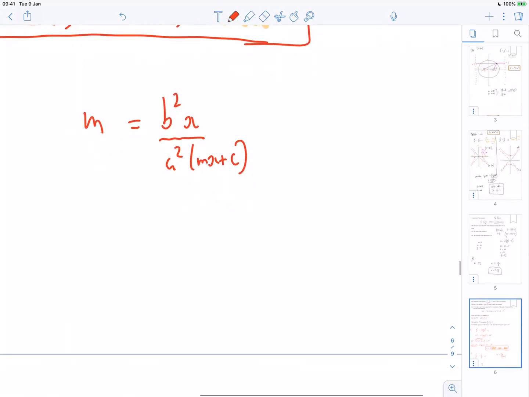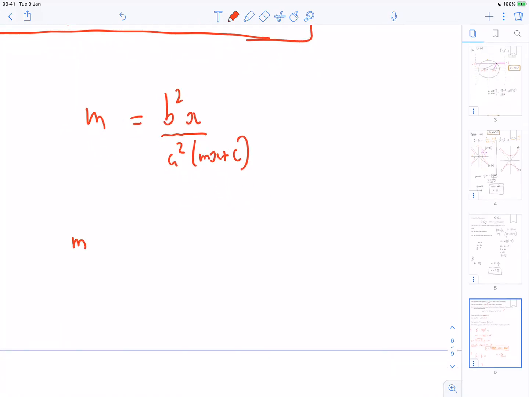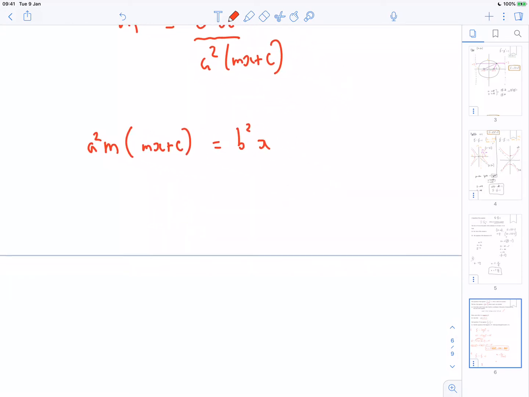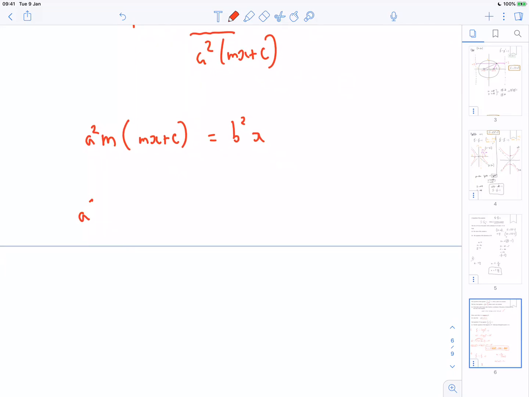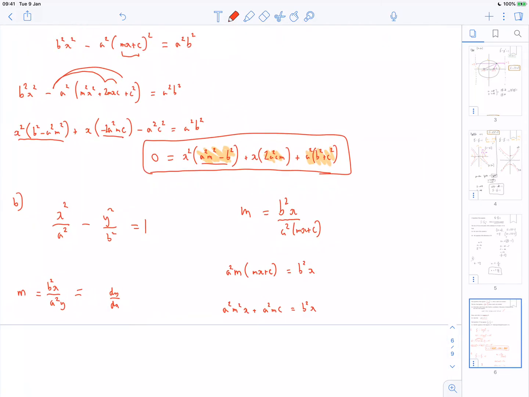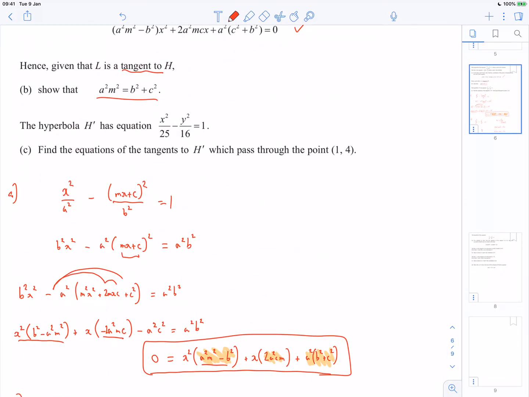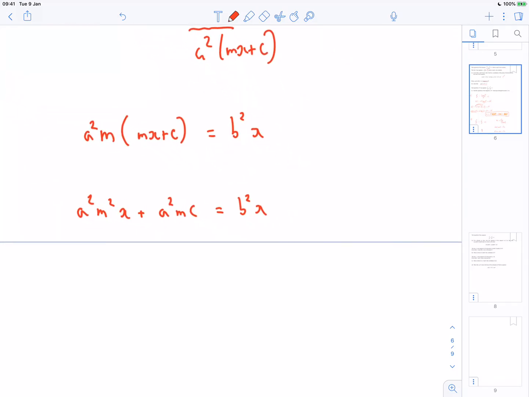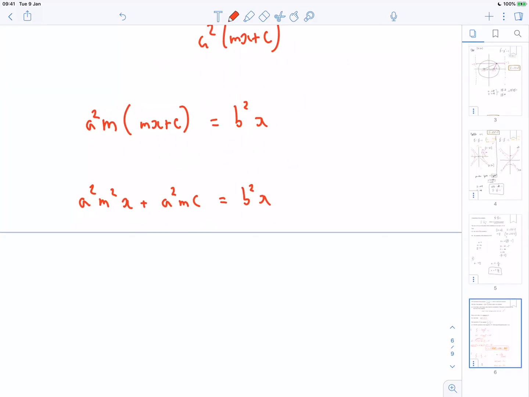So if I rearrange this, I'm going to have m, lots of a squared, lots of mx plus c, and this equals b squared x. If I expand this, I'm going to have a squared m squared x plus a squared mc equals b squared x. And I want a squared m squared the subject. Right, how's that going to work?